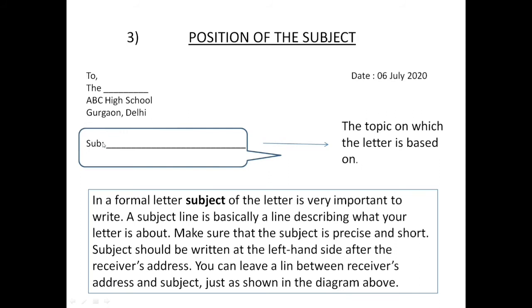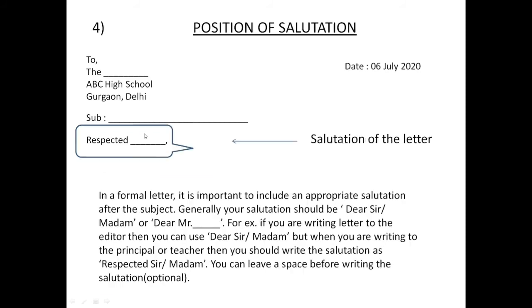Now step number 4. Step number 4, after the subject, is the salutation. Salutation means respected sir, respected madam, like that. In a formal letter it is important to include an appropriate salutation after the subject. Generally your salutation should be Dear Sir or Madam, or Dear Mr. or Mrs. For example, if you are writing a letter to the editor, you can say Dear Sir or Madam. But when you are writing to the principal or teacher, you should write the salutation as Respected Sir or Madam. This is very important to write immediately after the subject.